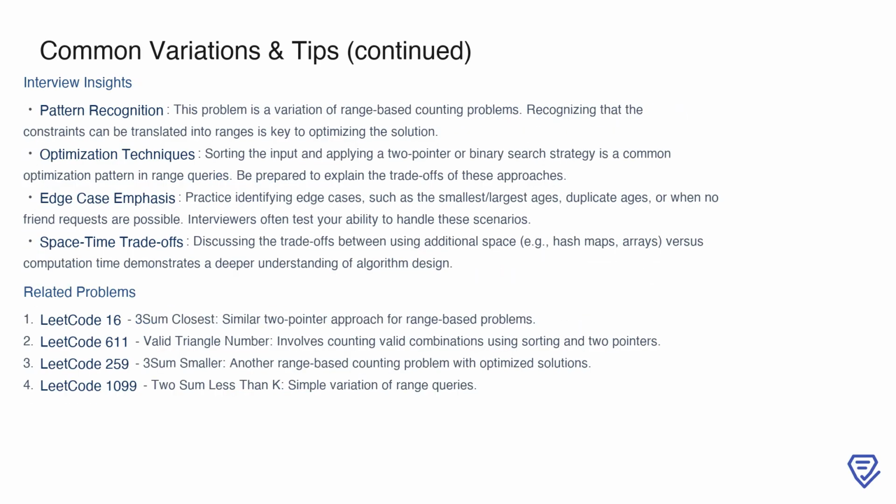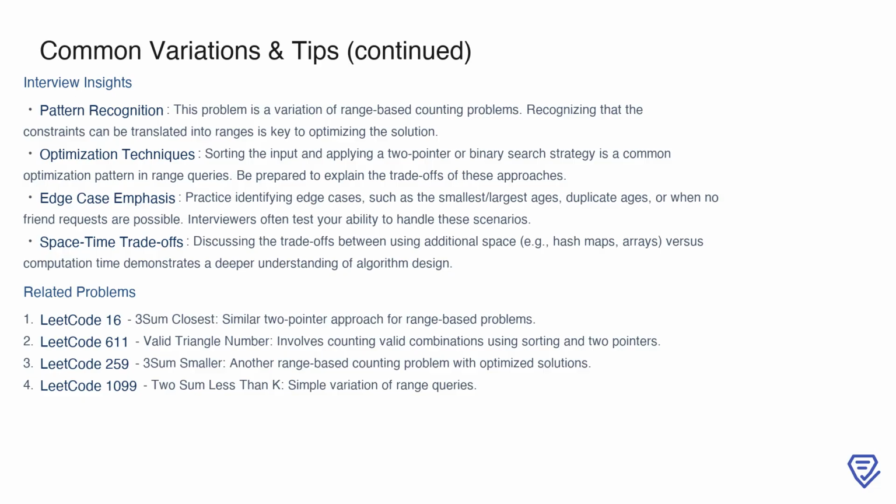Now, when approaching this problem in an interview setting, there are some key strategies to keep in mind. Recognizing the underlying pattern is crucial. This problem is essentially a range-based counting problem, and identifying how the constraints translate into specific ranges is the first step toward optimization. Techniques like sorting, combined with two-pointer or binary search strategies, are often the most efficient way to solve range queries. It's important to understand the trade-offs of these methods, such as the added complexity of managing pointers versus the reduction in overall computation time.